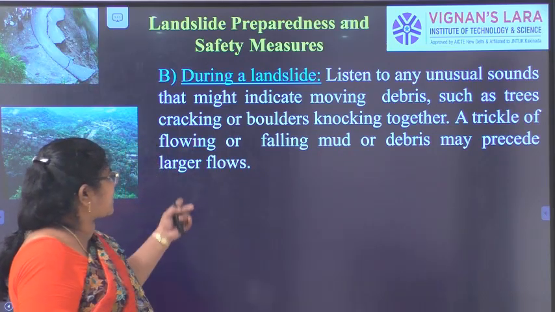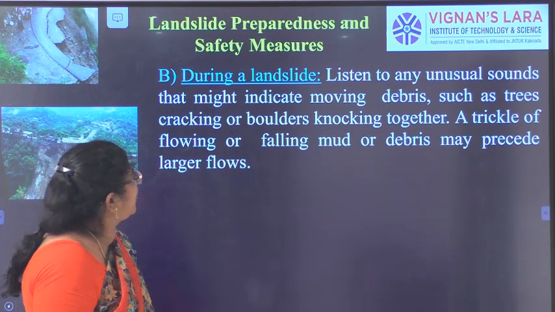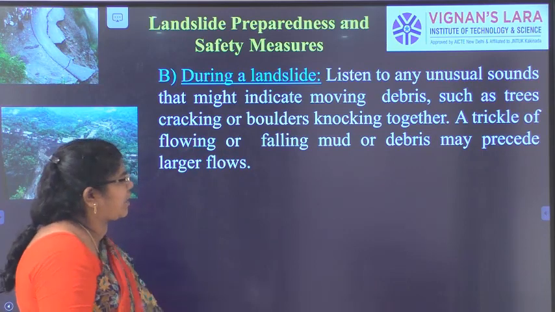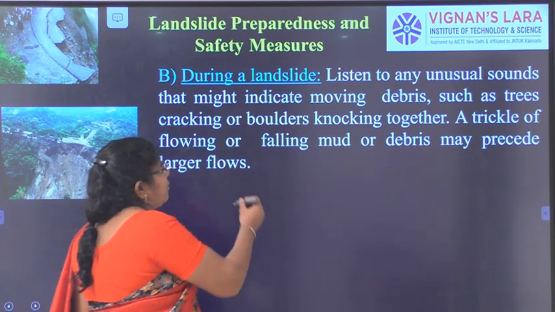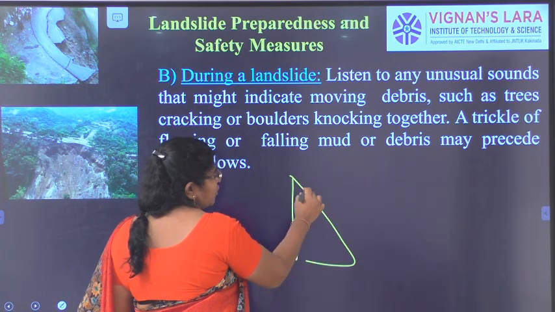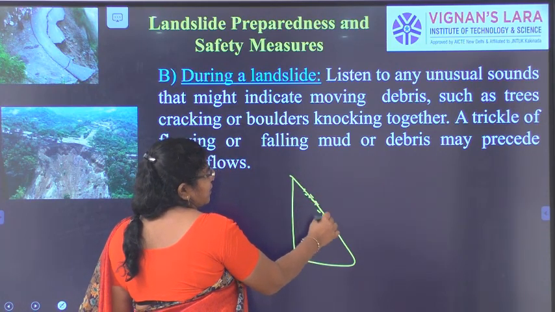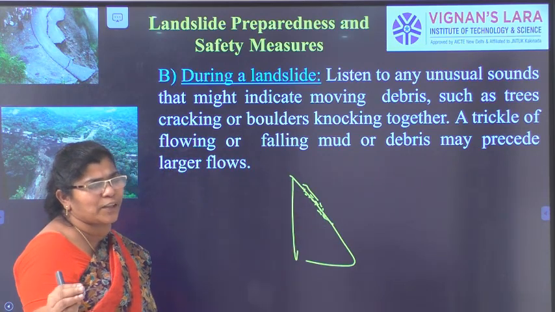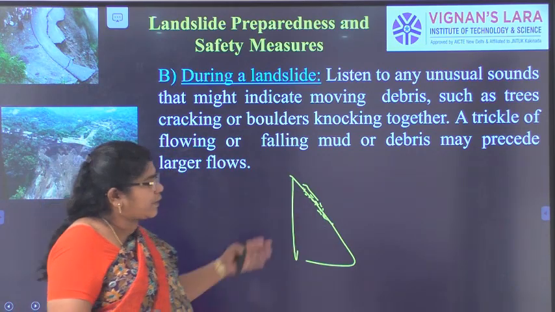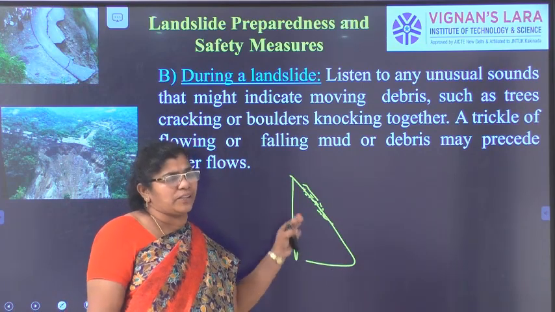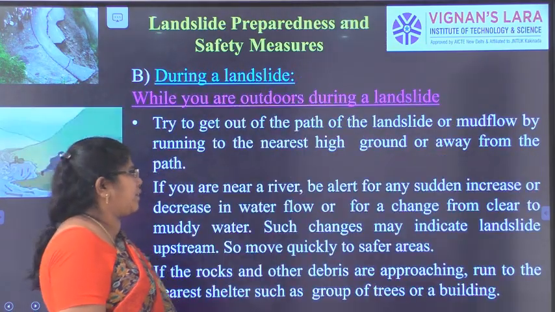Sounds such as trees cracking, boulders knocking together, or a trickle of flowing or falling mud or debris may precede the larger flow. Mostly there will be small flows of loose materials, like small rocks, small trees, and small debris. That indicates that there is a landslide, so I have to take proper precautions, because the major landslide will follow.